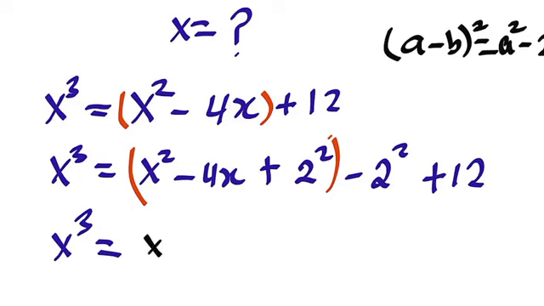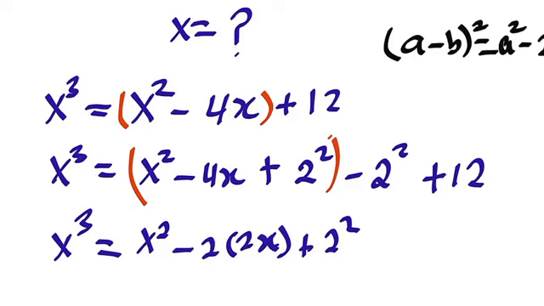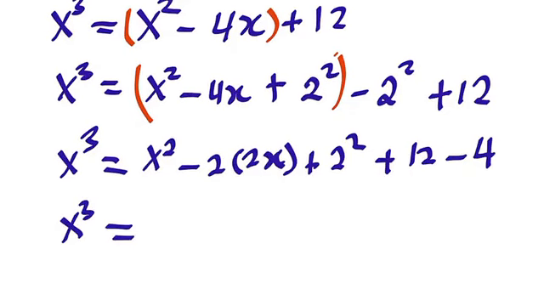So here we're going to have x squared minus 2 into 2x, plus 2 to the power of 2. Then here we have plus 12, then minus 2 raised to the power 2, which will give us 4. So from there, x to the power of 3 equals x minus 2 all to the power of 2, then plus 12 minus 4, that will give us 8.